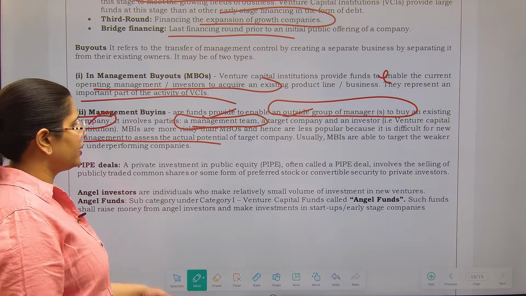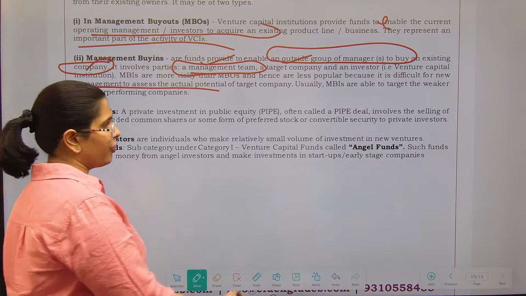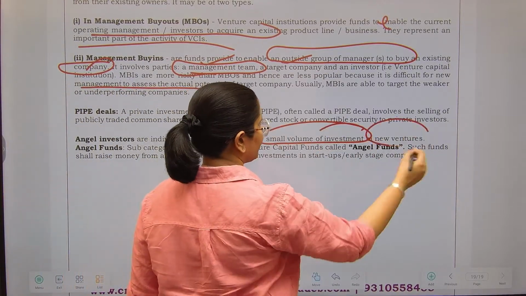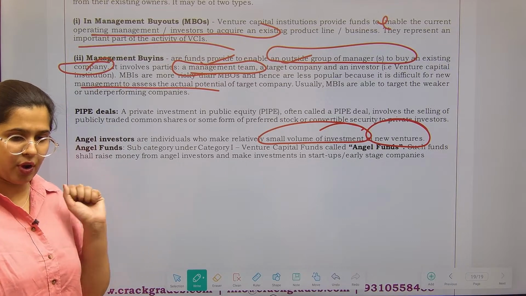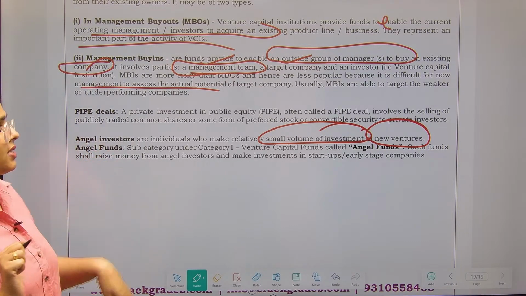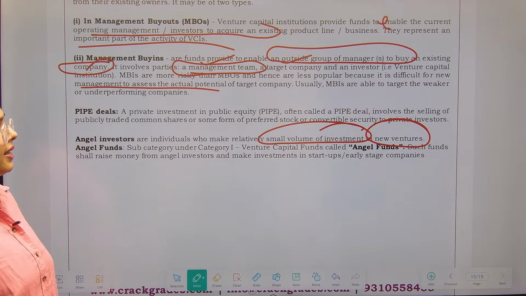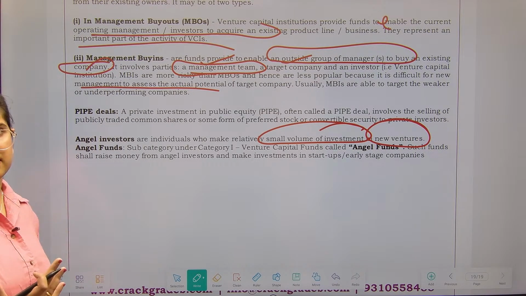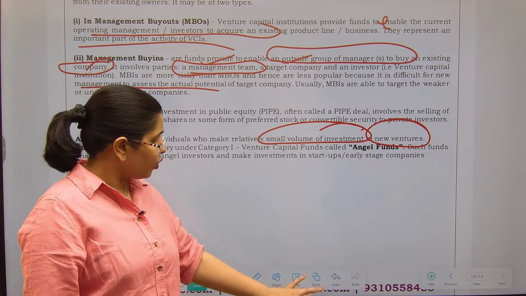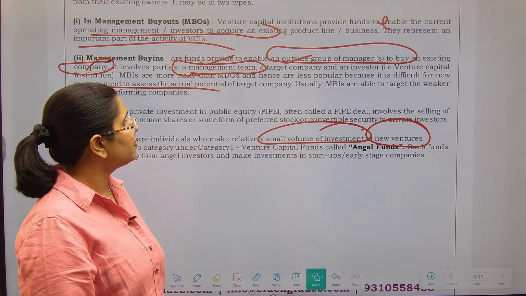And then we have angel investors. They make small volume of investment in new entities and the money which they invest belongs to them. For example, a venture capital fund takes the money from investors. Angel investors are the ones who invest their own money. Angel funds are a subcategory under Category 1 venture capital funds, and such kind of funds take the funding from the angel investors, right? There are limits on who can be called an angel investor, right? But that is not something which we will be reading over here.